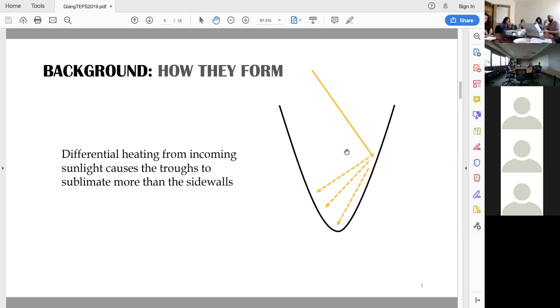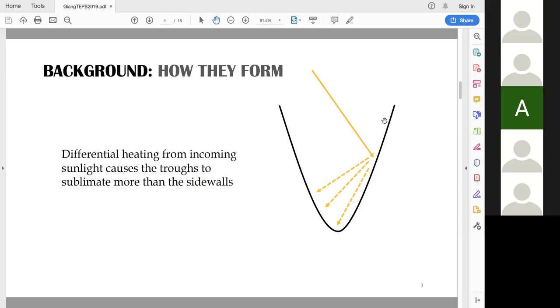They're formed from differential heating of an icy surface. As you can see here, you have incoming sunlight coming from the top, and it bounces off of the ice surface of penitentes, and the light will bounce to the bottom of the structure. And so you have uneven heating, where there's more heating at the bottom than at the sides. That causes the ice at the bottom to sublimate more so than the walls, and that's how penitentes are formed, and how their structure is maintained.